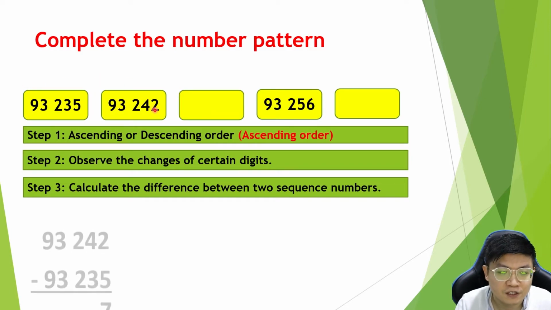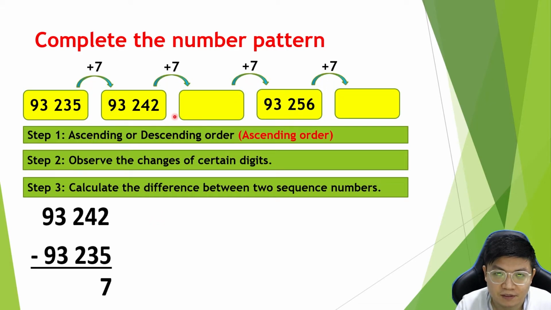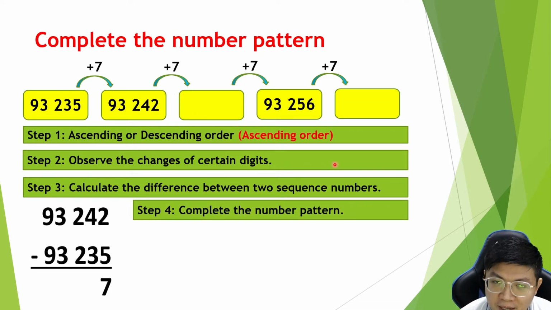So we find the difference by taking 93,242 minus 93,235, right? And I get 7. And of course, this is ascending order. It means plus 7, right? Plus 7.